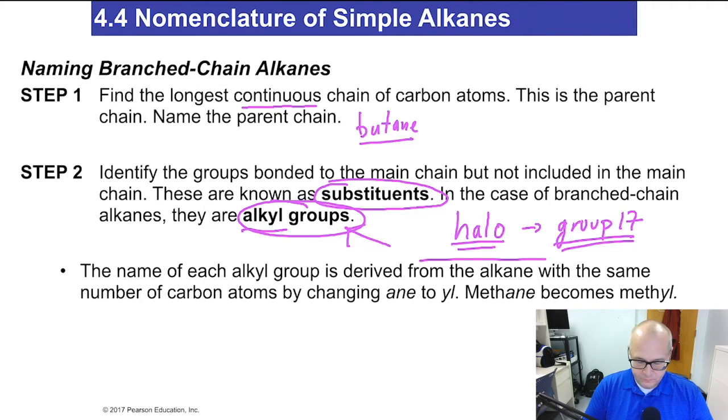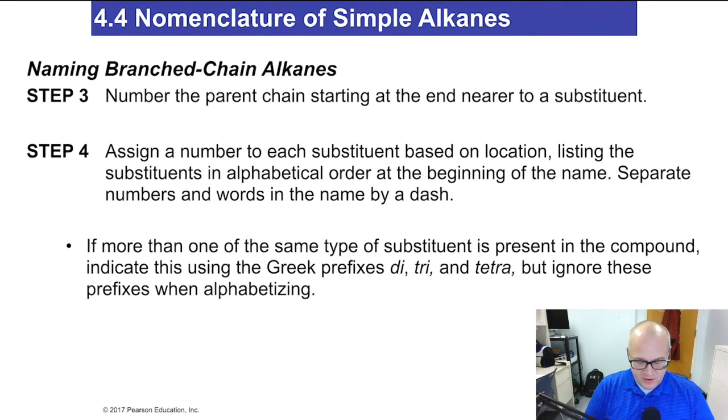All right, number 3. Number the parent chain starting at the end nearer the substituent. Just write it down. Honestly, guys, it will make sense when we do examples. Step 4. Assign a number to each substituent based on location, listing the substituents in alphabetical order, not numerical order. It's always alphabetical at the beginning of the name. Separate numbers and words with dashes. Easy enough. Also, if there's more than one of the same substituents, you have to start using the prefixes di, tri, tetra. If there's only one, you don't. Okay?